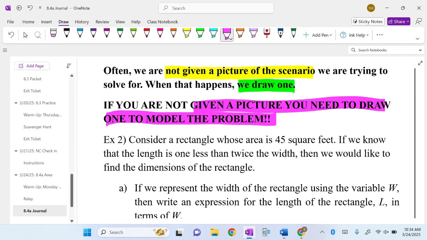Yes. Is the length 15 and the width 3? No. Or is it the other way around? Nope.